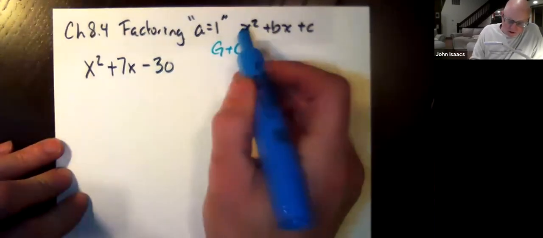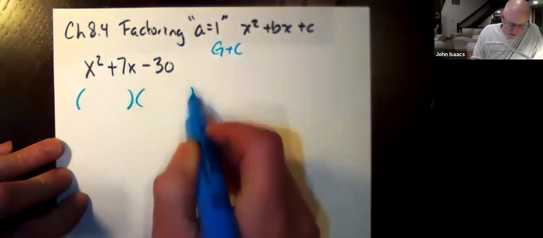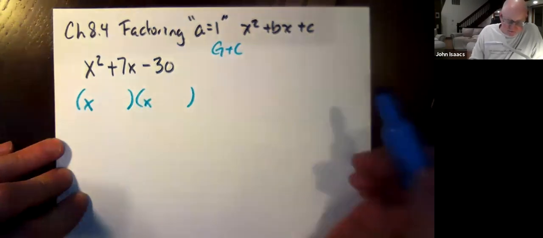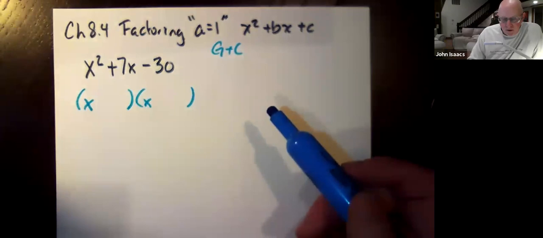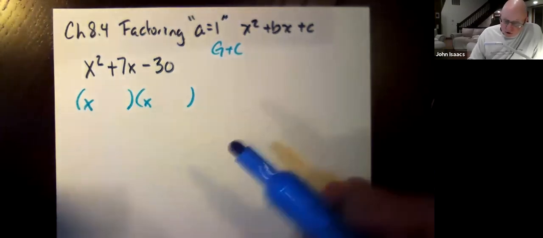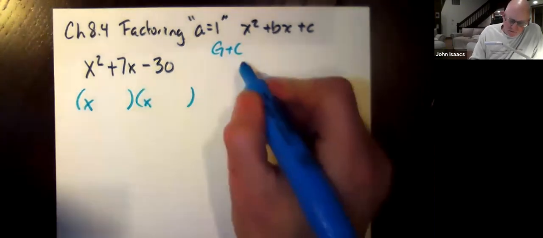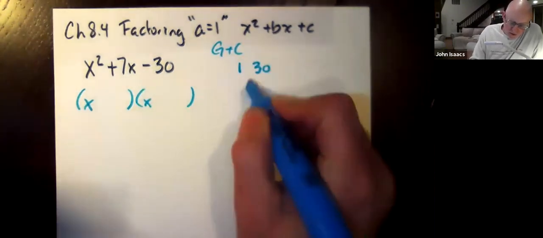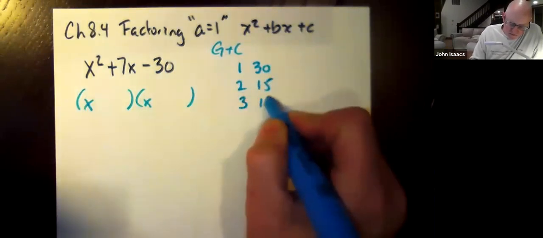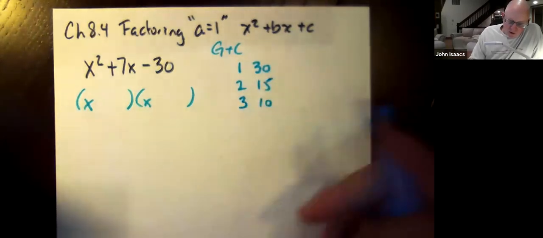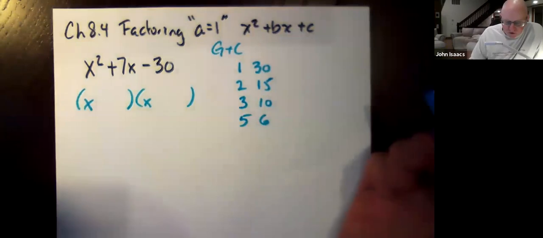We know that because a is 1, this is going to be an x and an x. What we need, though, is the factors of 30. Maybe you've guessed already, but I'm going to show you a little way of guessing and checking. We could list the factors of 30: 1 and 30, 2 and 15, 3 and 10, 4 doesn't go in, 5 goes in, 5 and 6. So there's our factors of 30.